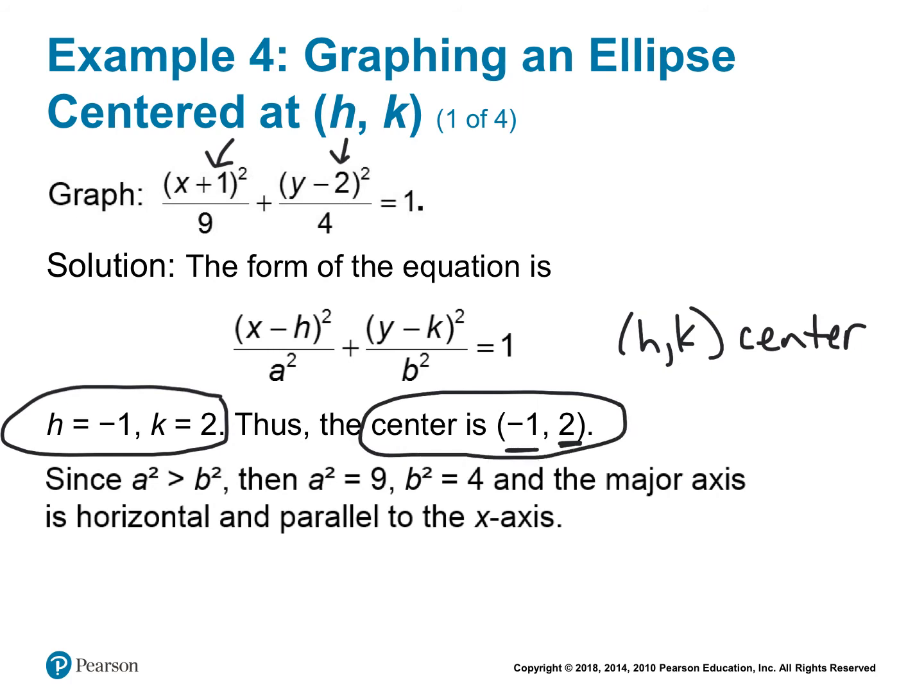Okay, if we look, the a squared is bigger than the b squared. So the a squared is the 9 and the b squared is the 4. So the major axis is going to be horizontal and parallel to the x-axis. So that's a good starting point.